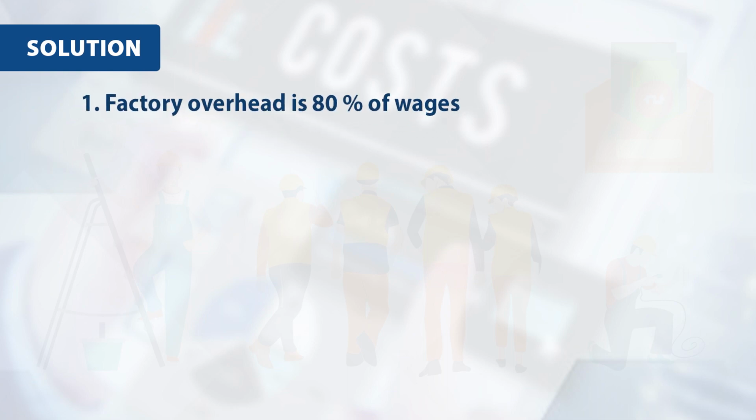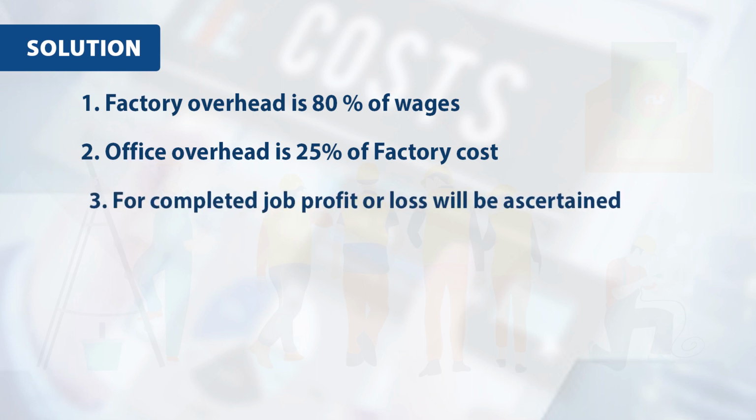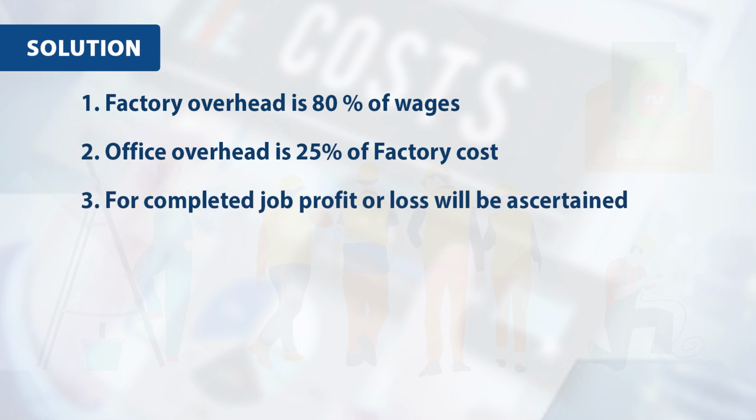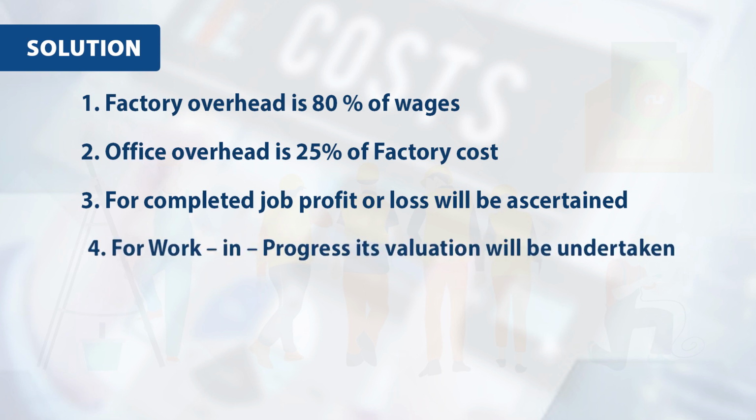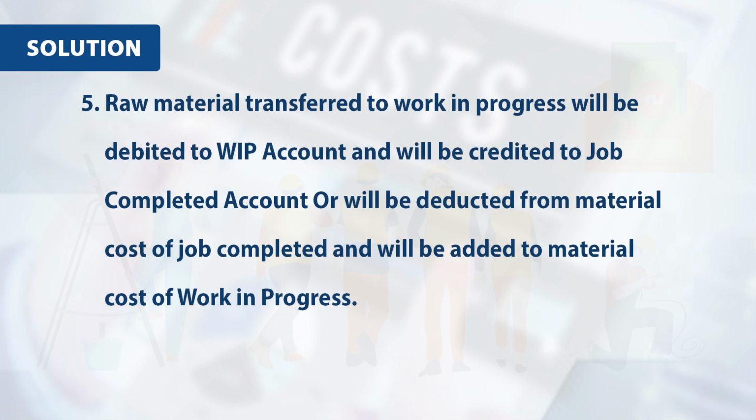First, factory overhead is 80% of wages. Second, office overhead is 25% of factory cost. Third, for completed job, profit or loss will be ascertained. Fourth, for work in progress, its valuation will be undertaken. And fifth, raw material transferred to work in progress will be debited to work in progress account and credited to job completed account, or will be deducted from material cost of job completed and added to material cost of work in progress.